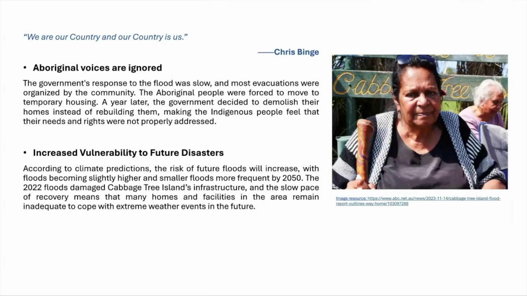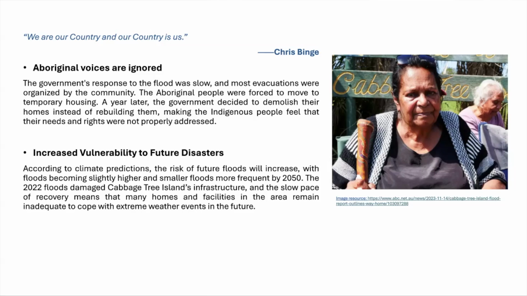Additionally, the voices of the Aboriginal residents were ignored during the disaster. The government's response was slow, and most evacuations were organized by the community itself. A year later, instead of rebuilding their homes, the government decided to demolish them, leaving the residents feeling their needs and rights were overlooked. They longed to return to their land. They want to reconnect with it rather than living in temporary housing.